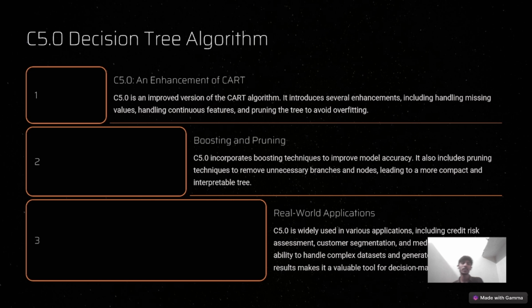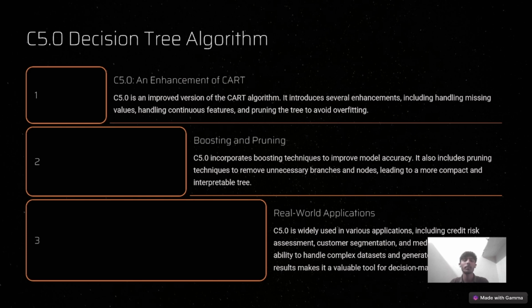Next is the C5.0 decision tree algorithm. C5.0, an enhancement of CART. C5.0 is an improved version of the CART algorithm. It introduced several enhancements, including handling missing values, handling continuous features, and pruning the tree to avoid overfitting.